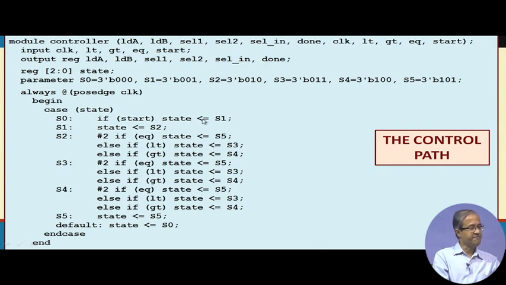If start is active, the state becomes S1. If you are in state S1, irrespective of anything else, next state will be S2. If you are in S2, then if it is equal, go to S5, if less than, S3, greater than, S4. Same thing is done for the states S3 and S4. And whenever you are in state S5, that means you are done, you remain in state S5. And initially if the state is not initialized, there is a default case which initializes state to state S0. This is for the state calculation.